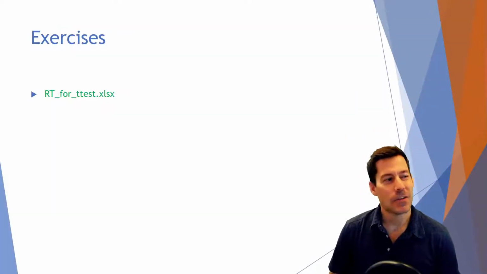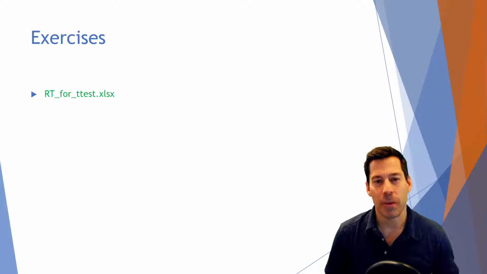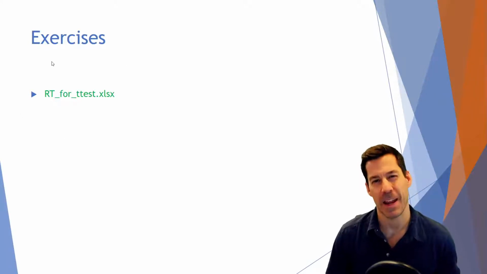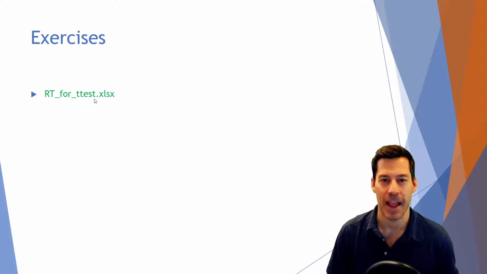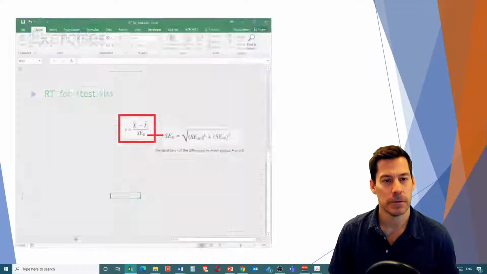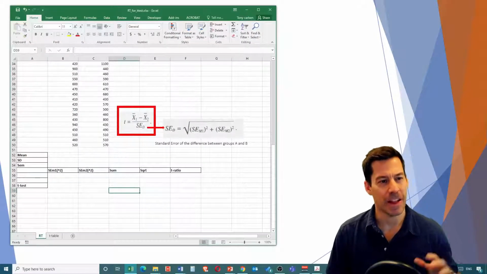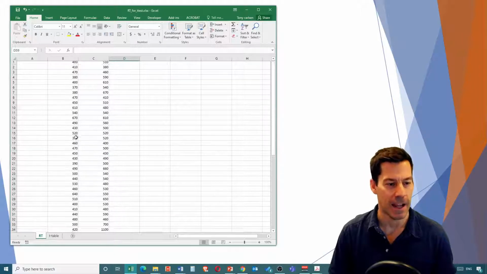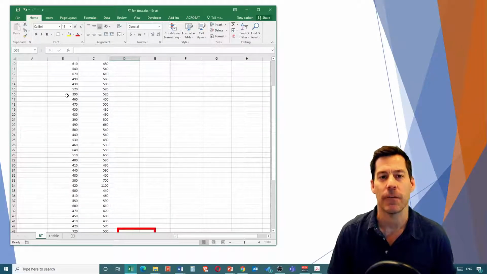All right. So what we want to do is we're going to start off by opening up our file that's called RT, or reaction time, for ttest.xlsx. So when we open up that file, it should just look like this. And what you're going to see is two columns of data. And these just are representative of reaction times in milliseconds.